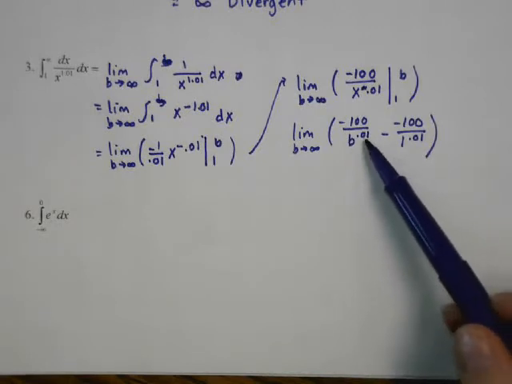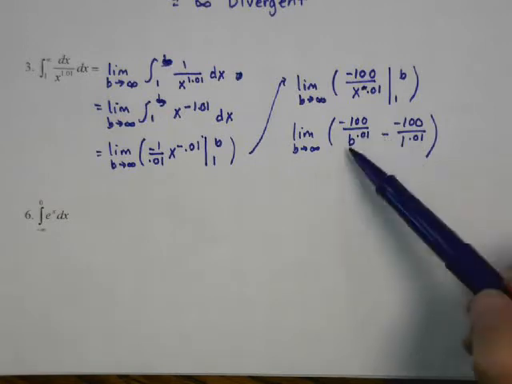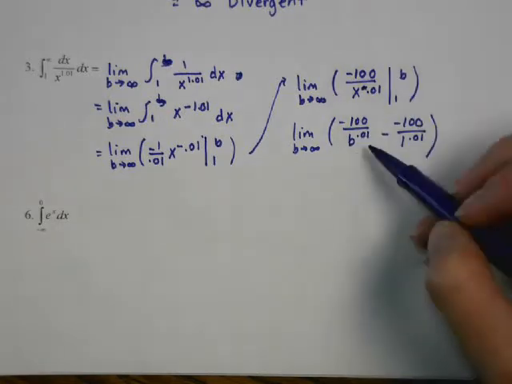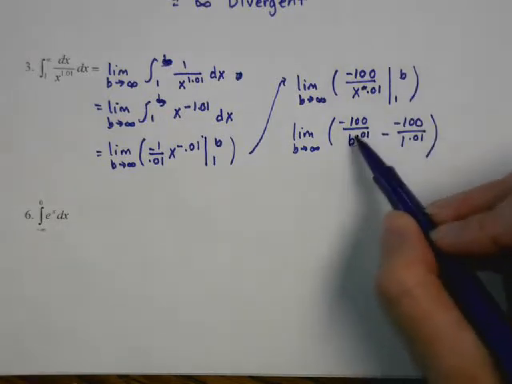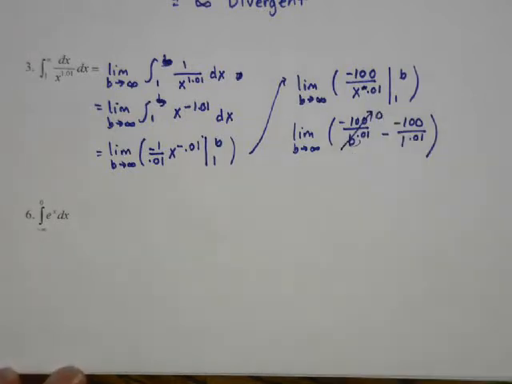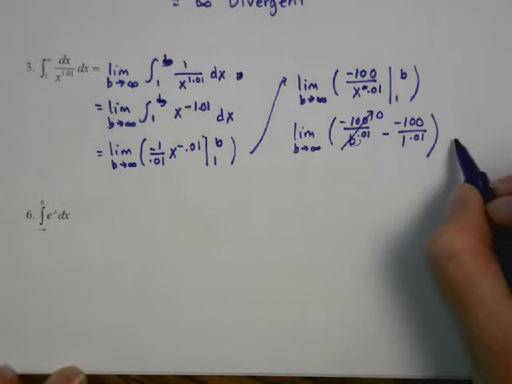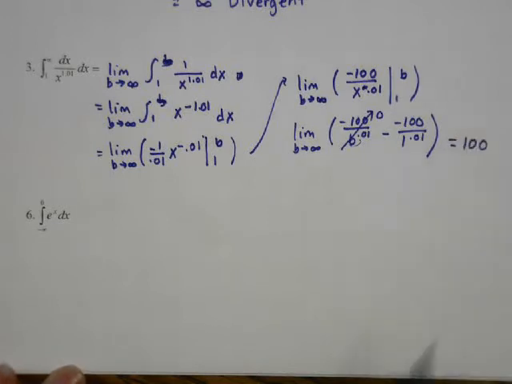This denominator, even though this is a really small power, this power is positive. So it will increase, slower than if it was like a b squared, but it still is going to go to infinity. So you're going to have negative 100 over infinity, which is again 0. So then we're just left with minus negative 100 over 1, so this integral is 100.